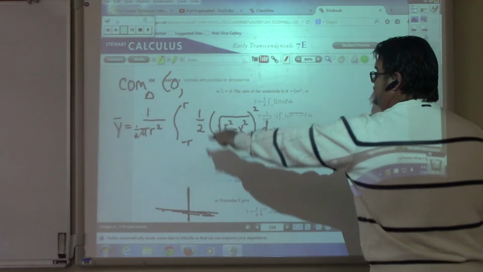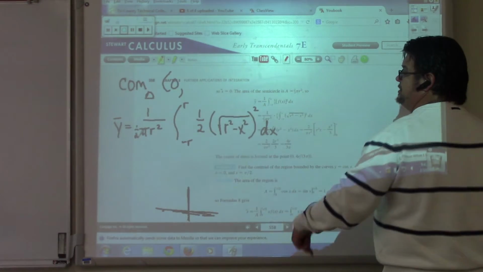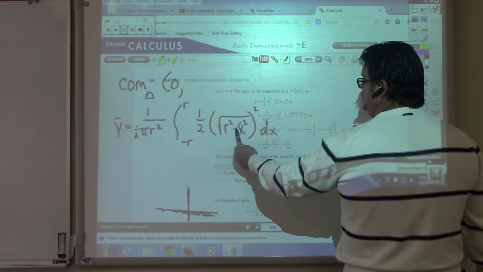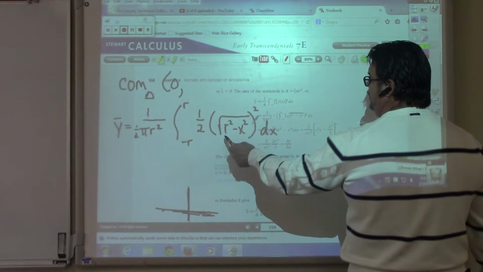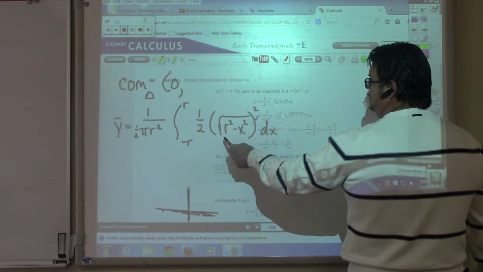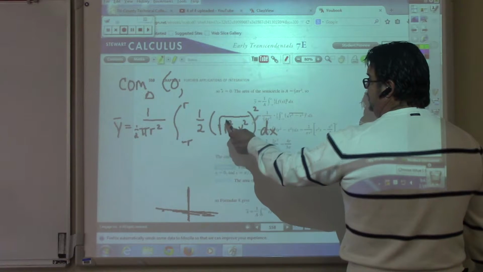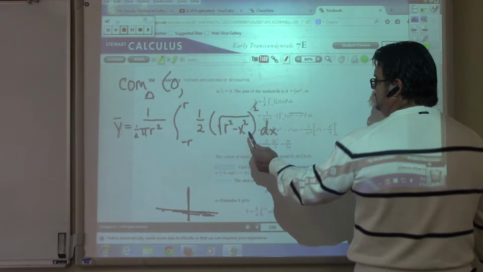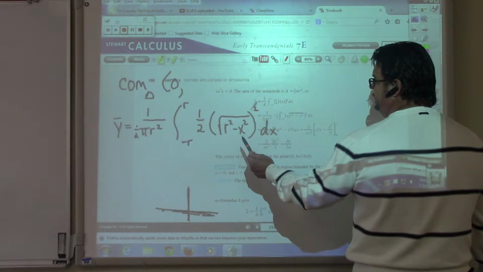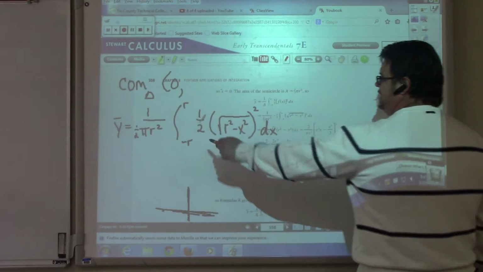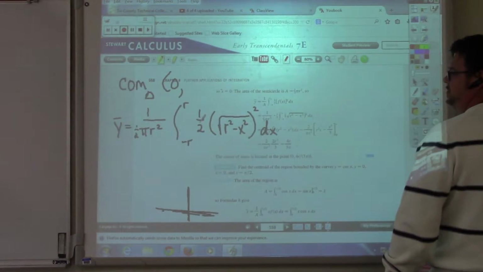So now clean this up. Because that's all you need to do is clean it up, because you're going to rewrite this as r squared minus x squared to the what power? To the 1/2 power. And then what's 1/2 raised to the second power? 1. So that takes care of that. The 1/2 comes out, and it'll cancel out some of that stuff.